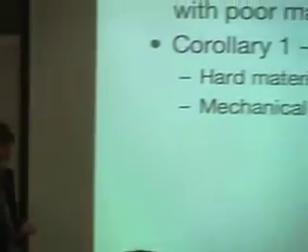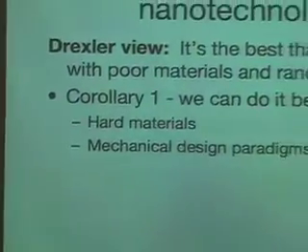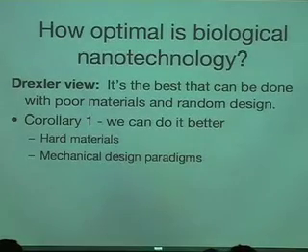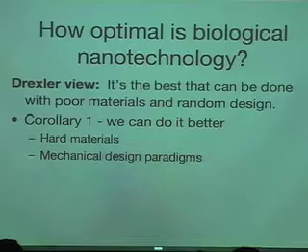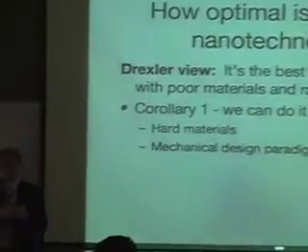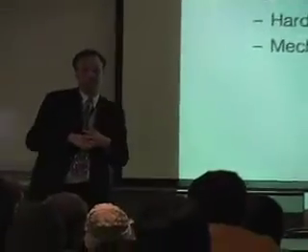So the corollary of that would be, as soon as you get a bunch of students on the job, people with nanotechnology degrees from top quality schools like Waterloo, as soon as these people get on the job, then we'll be able to make something much better. So by using hard materials and mechanical design paradigms, you'll be able to make things that outperform biology. And of course, this is really where this idea of grey goo comes from.